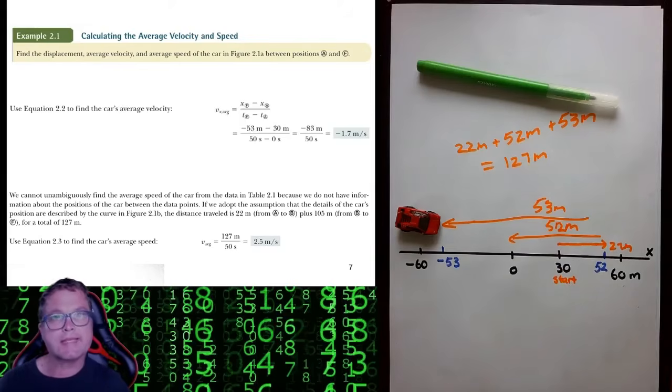For speed, we take the distance, 127 meters, and we divide that by the time elapsed, the 50 seconds, and we find that to be 2.5 meters per second, which is the speed, the average speed of the car.